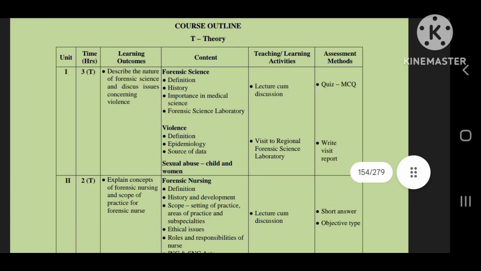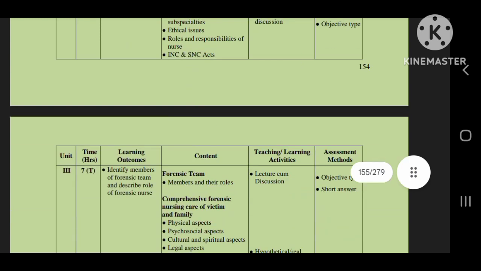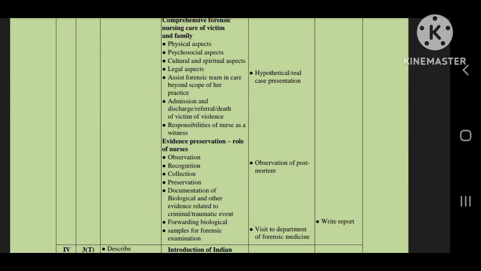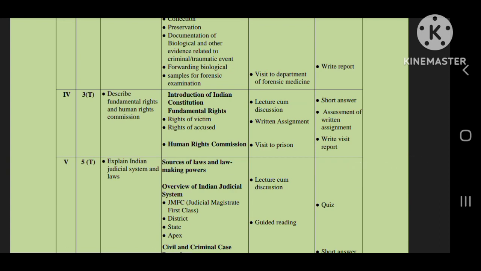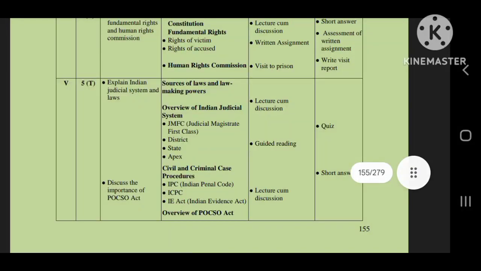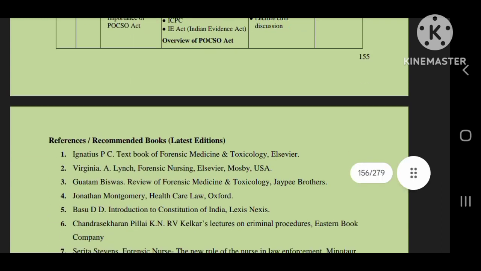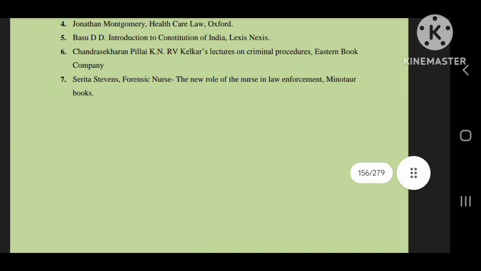So here you have Introduction to Forensic Science, Definition, History, then Forensic Nurse Definition, Scope, then Forensic Team, Comprehensive Forensic Nursing, Care of Victim and Family, Evidence Preservation, Role of Nurse. Unit 4 is Introduction of Indian Constitution, Fundamental Rights, Scope of Laws and Lawmaking Powers, Civil and Criminal Law Procedures. So total 20 hours of forensic nursing. These are the various books: Virginia, Ignatius, Gautam, Vishwas, Jonathan, Montgomery, Chandrasekharan Pillai, Sarita Stevens.